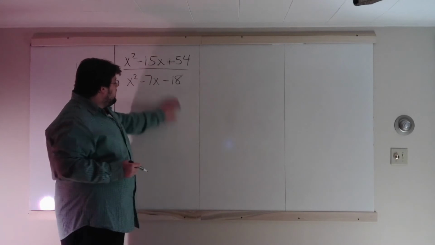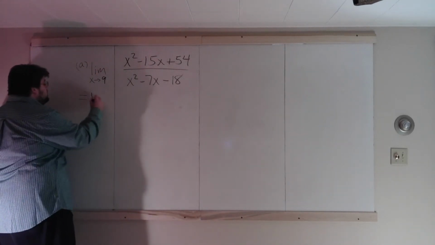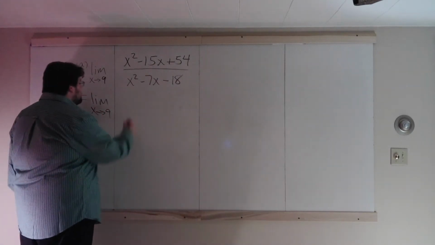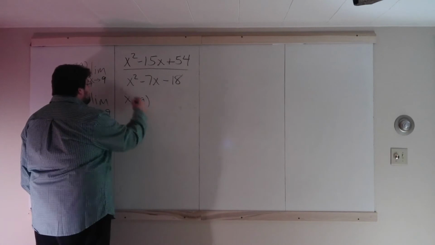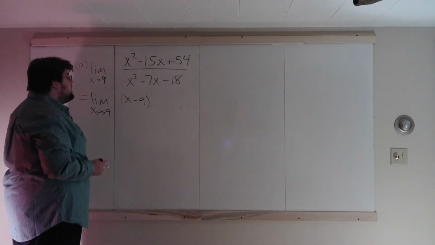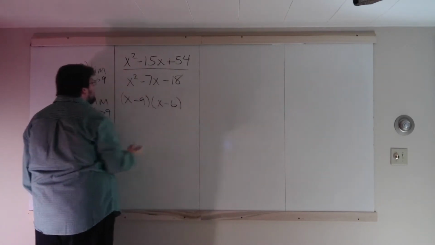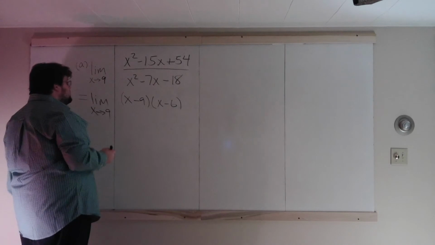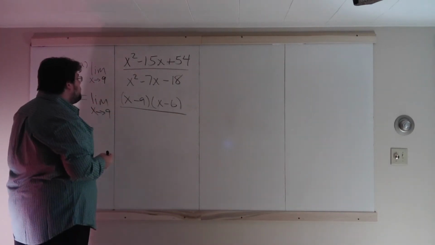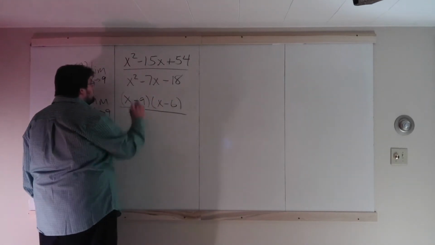Now, right here, we get 0 over 0. We can factor this. And this now equals this limit. Notice it equals another limit, because we haven't taken a limit if all we do is factor. The top, 9 and 6 make 54. 9 and 6 make 15. So negative 9, negative 6 make negative 15. Negative 9 times negative 6 gives you 54. And in the bottom, 9 and 2 will make 18. 9 and 2 will make 7.